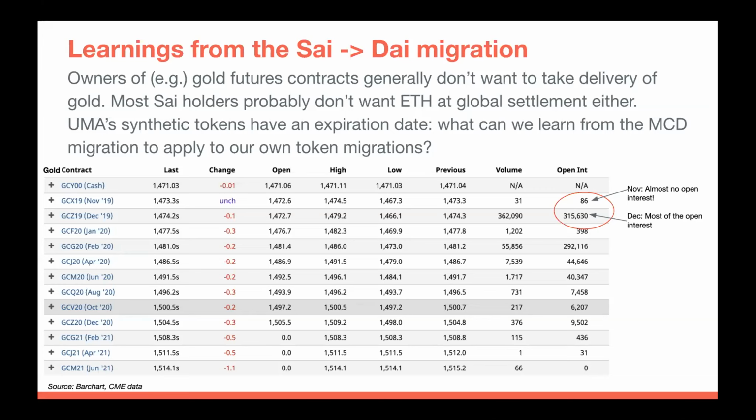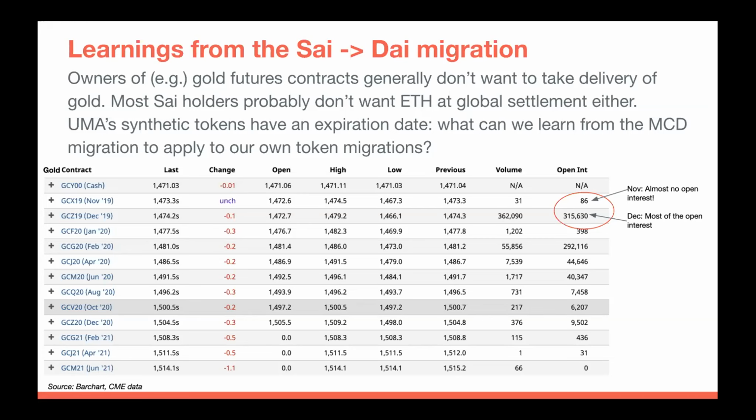Basically what this means is, in the fiat world, most people who buy and sell futures contracts don't actually want to take delivery. If you buy a gold futures contract, most people don't literally ship in their mailing address and accept bars of gold at delivery. Most people just roll it forward, meaning they sell the futures contract that expires soon and they buy the futures contract that expires later.